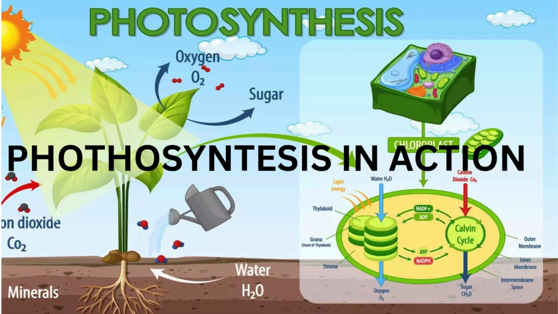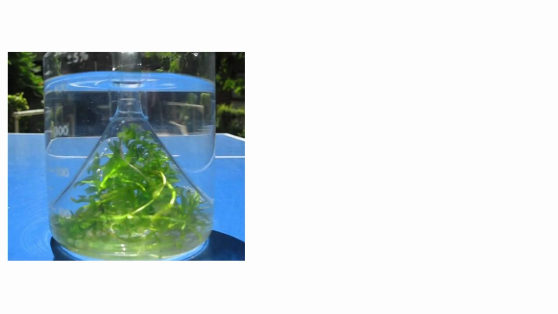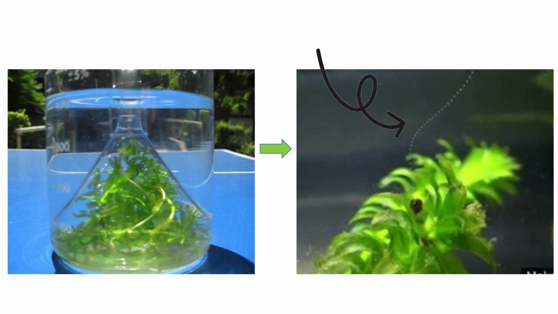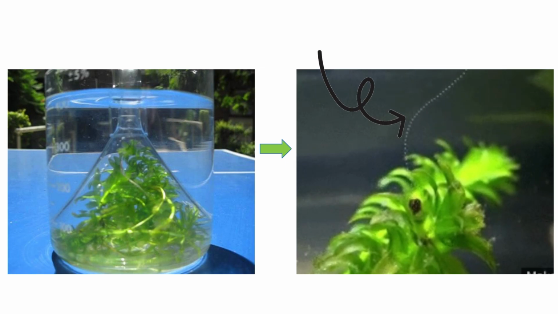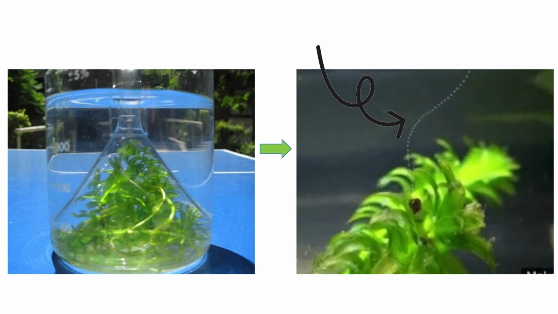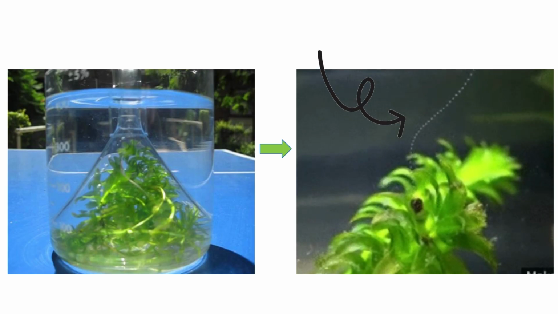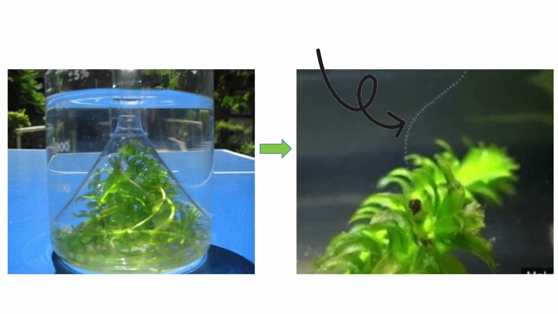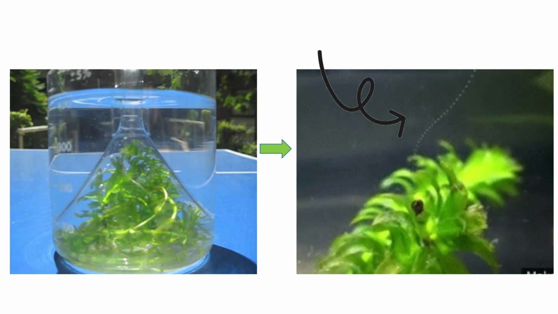Let's look at this simple experiment to observe photosynthesis in action. You can see an Elodea in a beaker of water under bright light. After a few minutes, bubbles begin to appear on the right side. What do you think these bubbles are? They're oxygen. This is proof that plants release oxygen as a byproduct of photosynthesis.